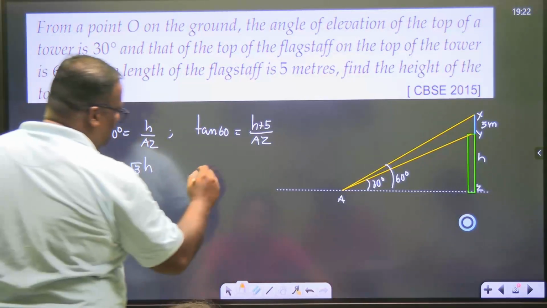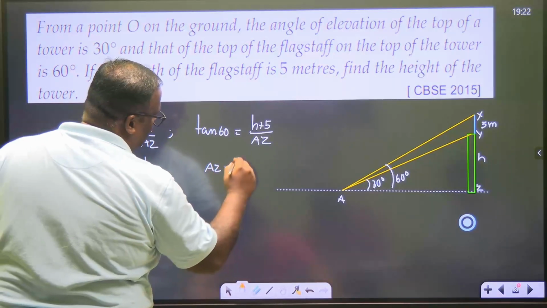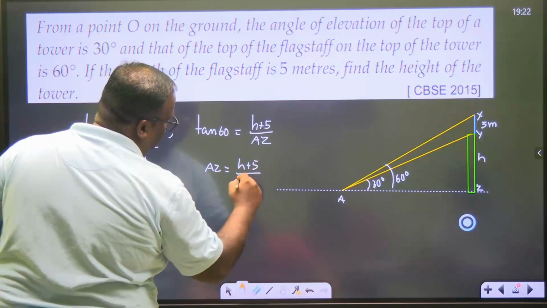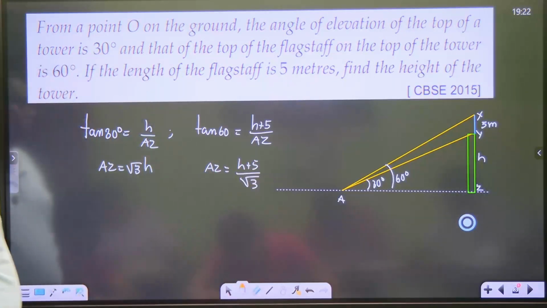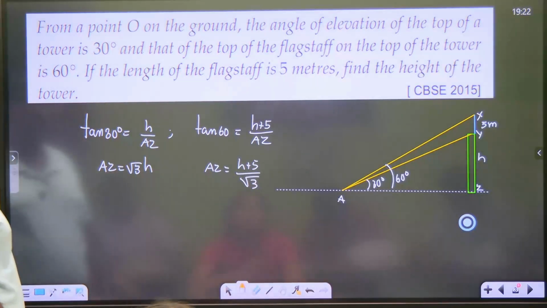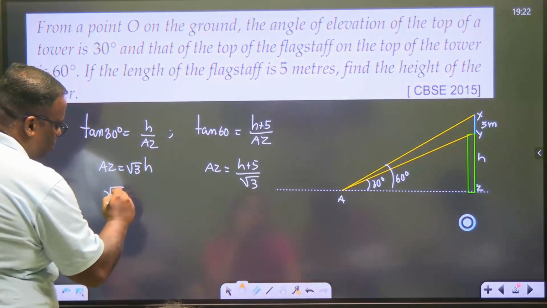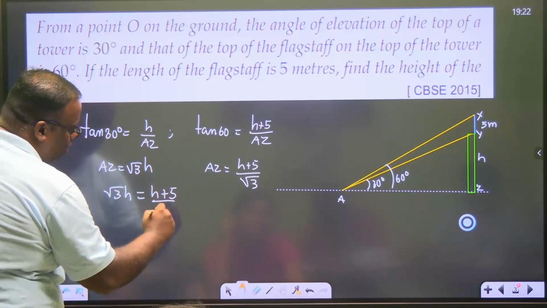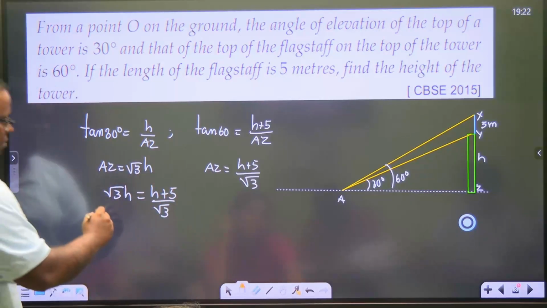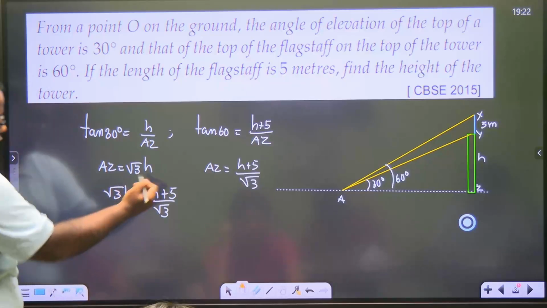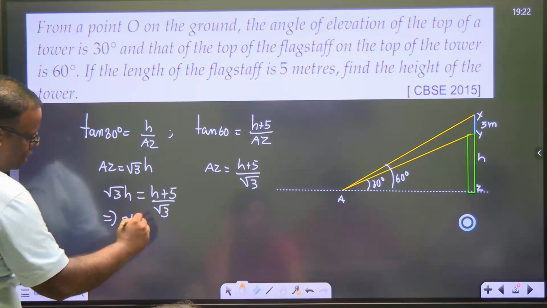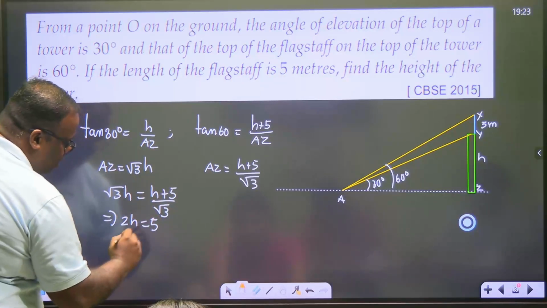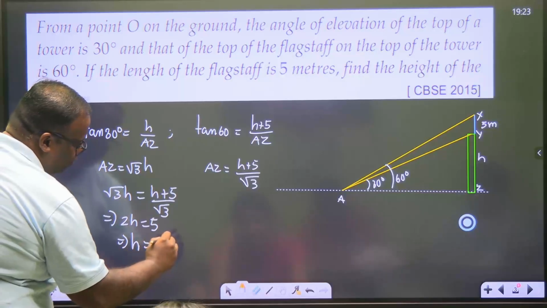And here AZ becomes what? H plus 5 by root 3. Both are AZ. That means we will write root 3 H equal to H plus 5 root 3. Root 3 becomes 3. 3H minus H becomes 2H, which is equal to 5, or H becomes 2.5.